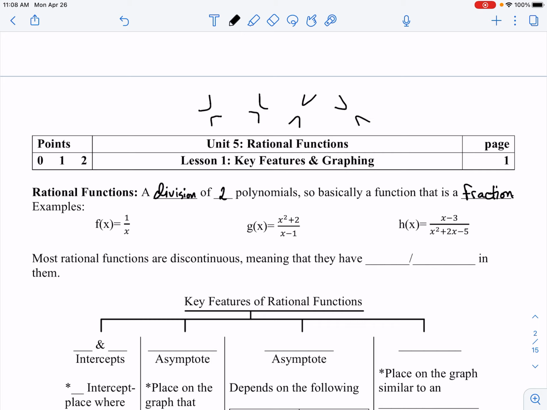The key distinct point about rational functions is that they are discontinuous, meaning that they have holes or breaks in them. In this video, we will specifically talk about 2 key features of rational functions: the x and y intercepts and our vertical asymptotes.